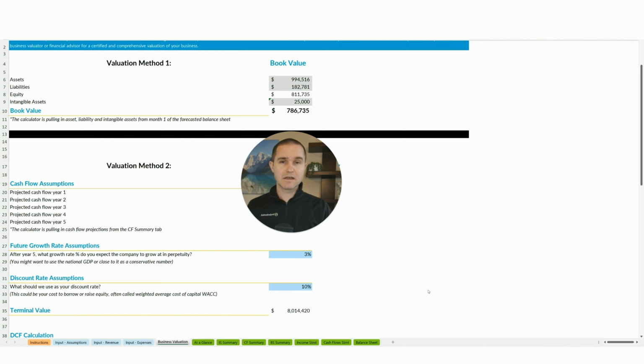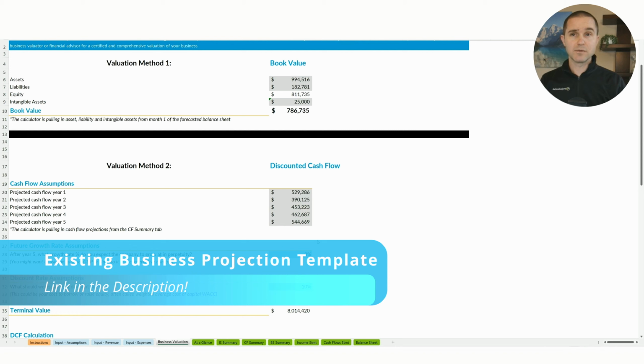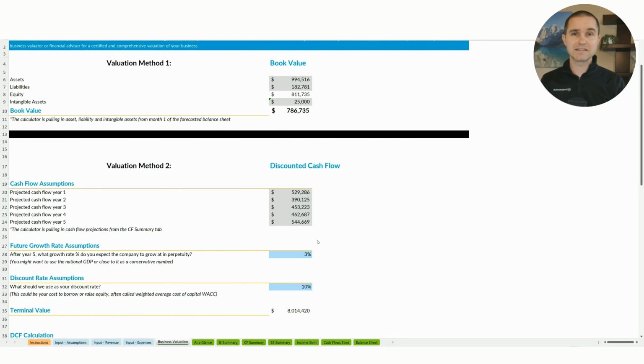So I'm going to show you how that works, but then show you maybe some unique ways to think about how to value inventory. So let me just show you how this template works. And I'll put a link in the description of the video below to this template. This is, again, our existing business template.